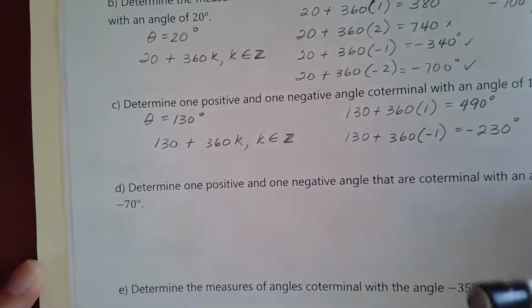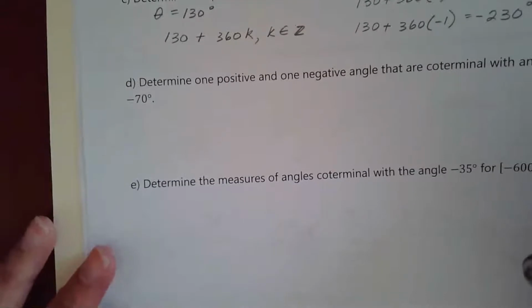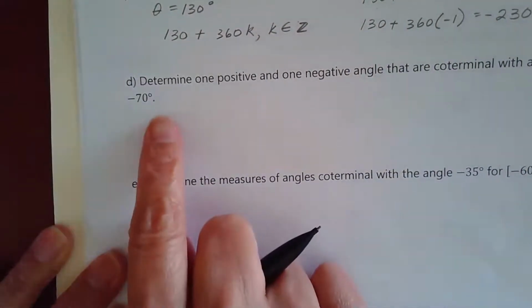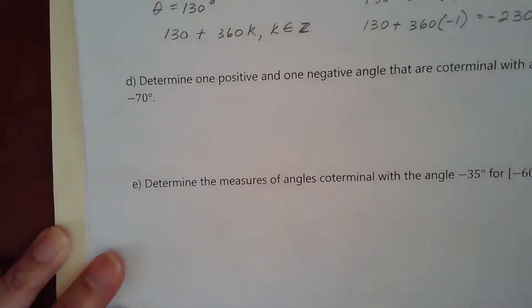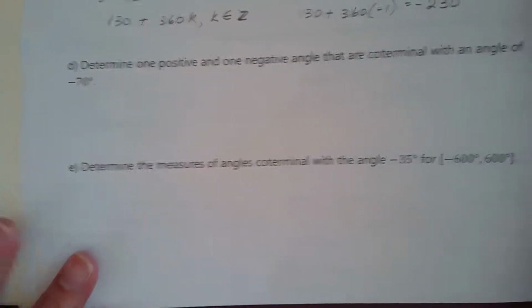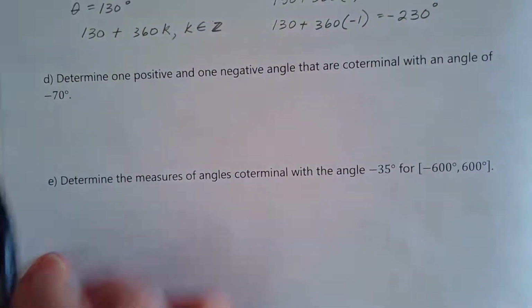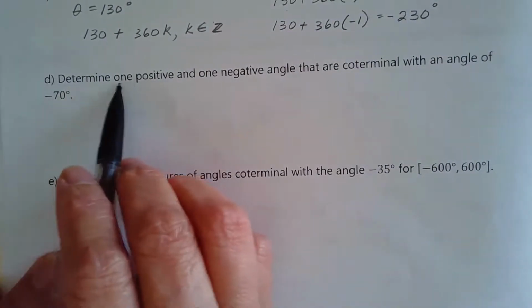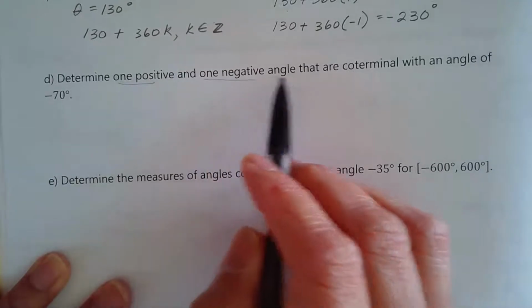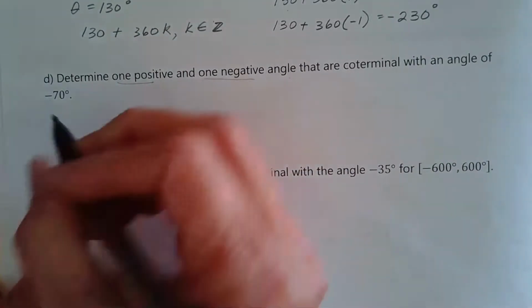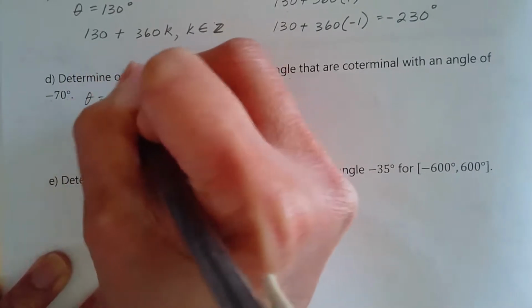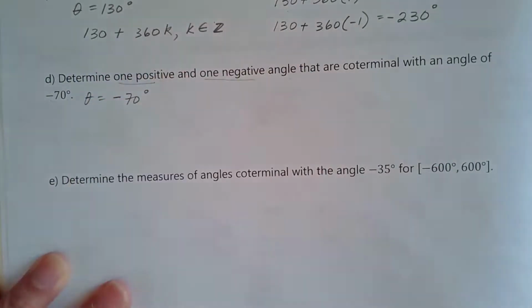And then let's take a look at letter D. I'm probably just going to finish off D and E for today. I'm going to do a slow start on trigonometry. So in this particular case, determine one positive and one negative angle that are coterminal with an angle of negative 70 degrees. So the theta here is negative 70 degrees.